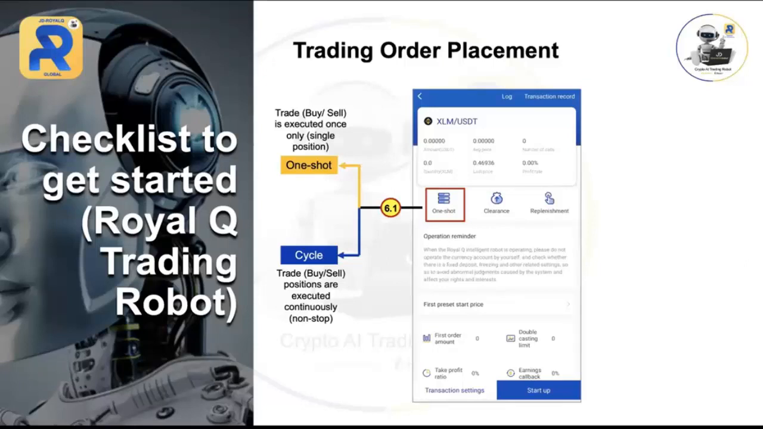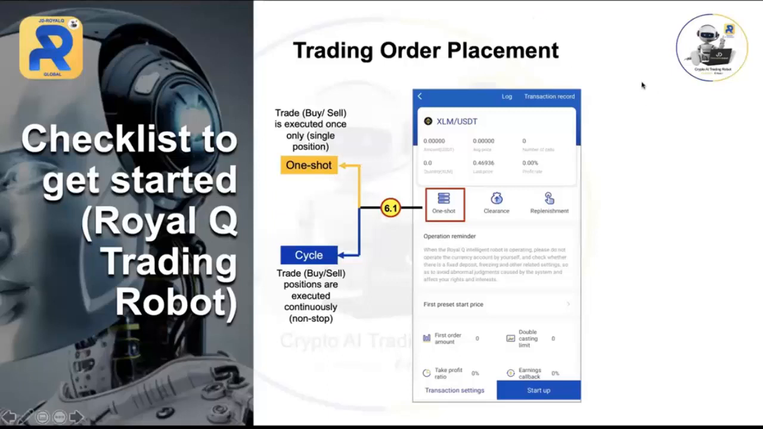So it's up to you, because sometimes the pair is not really volatile, and we need volatility here. If the pair is not really volatile, not really active, you may not want to proceed with that pair. You may want to change to another pair. You might just choose one shot and end that pair, and then you can choose another pair to actually trade. So you have an option here to choose whether one shot or cycle.